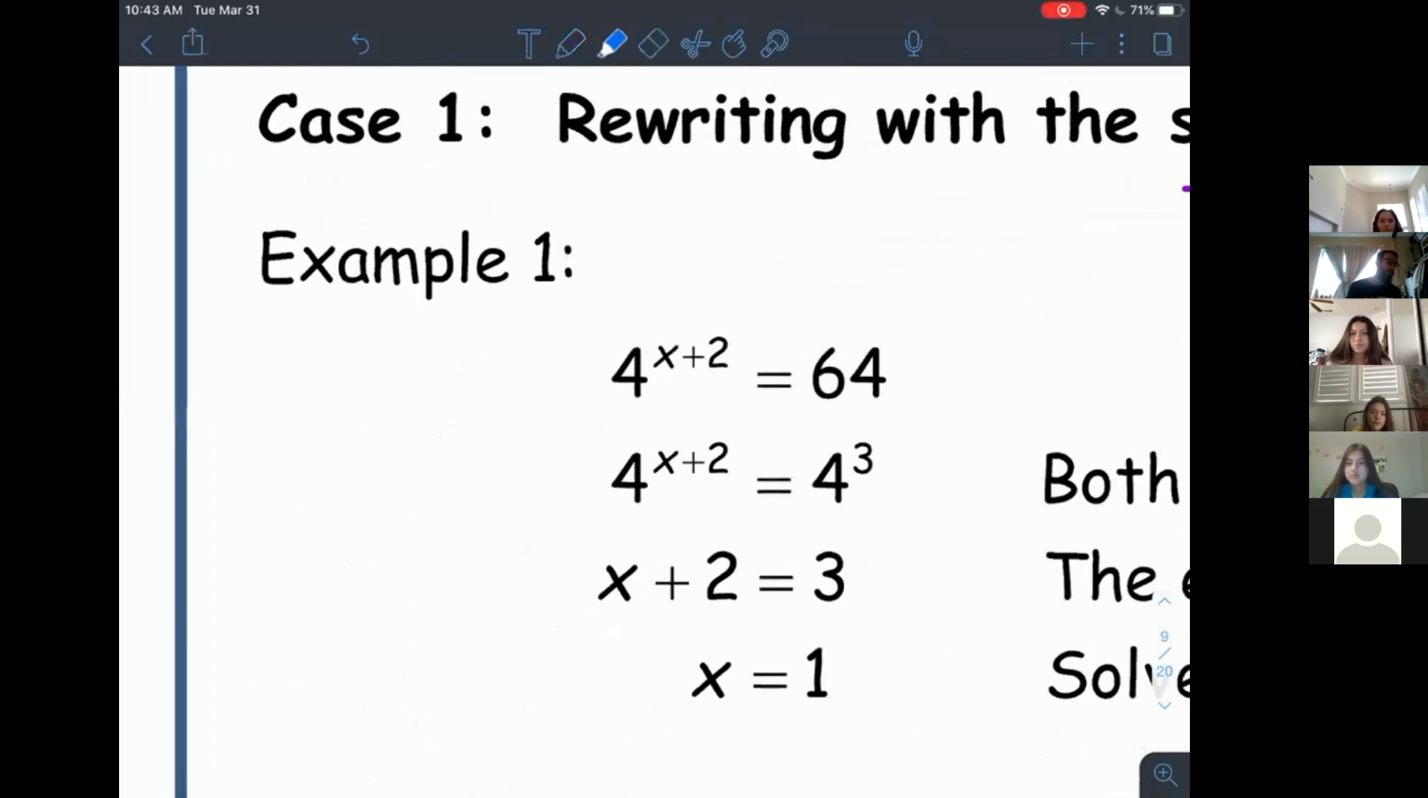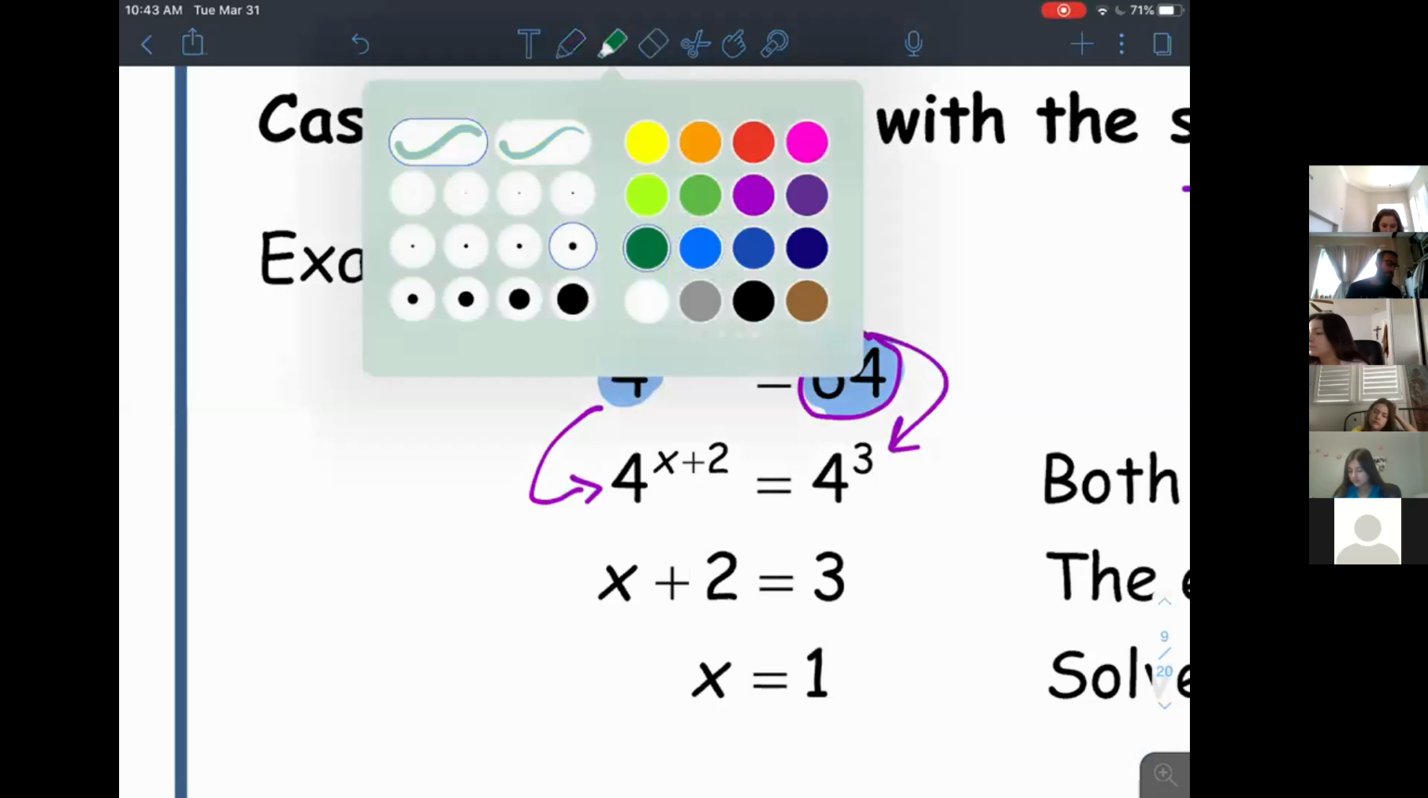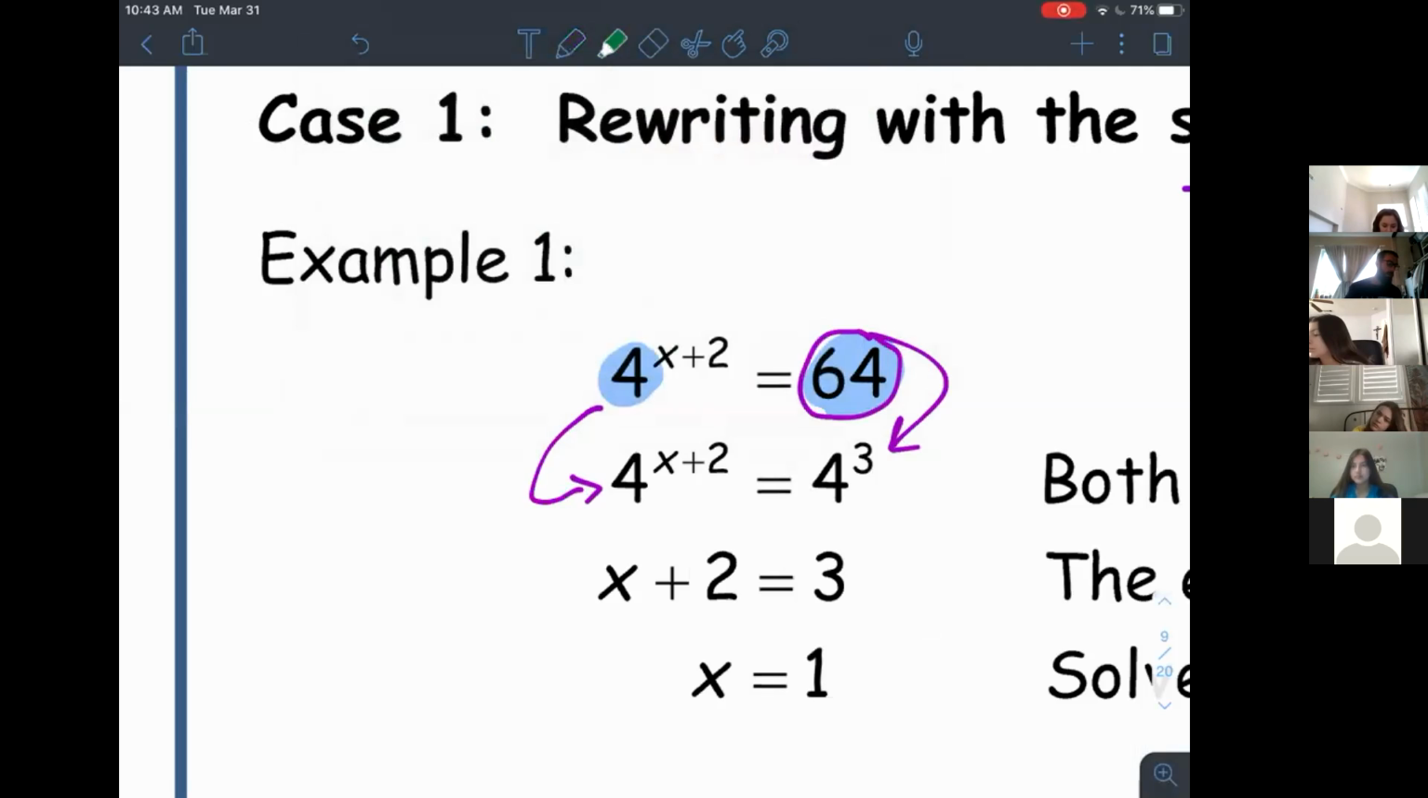Again, this is on page 255, where we have numbers like 4 and 64 that can be turned into the same base. Well, 4 is already a base of 4, and then we just turn 64 itself into 4 to the third. And what I'm talking about here by this same base is these numbers down here. Those are both 4s.